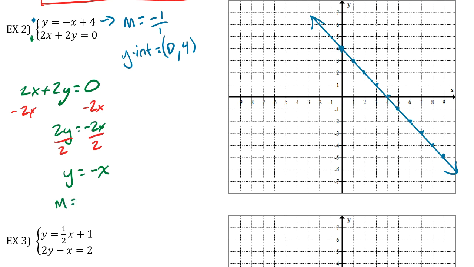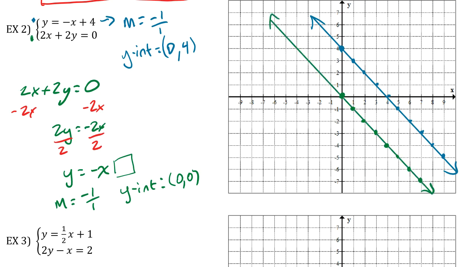So our slope is going to be negative 1 over 1. And what about our y-intercept? So there's nothing over here for the y-intercept. So that just means it's 0, 0. So we start at the origin, then go down 1, right 1, over and over again, and draw our line through it. And there's our second line.